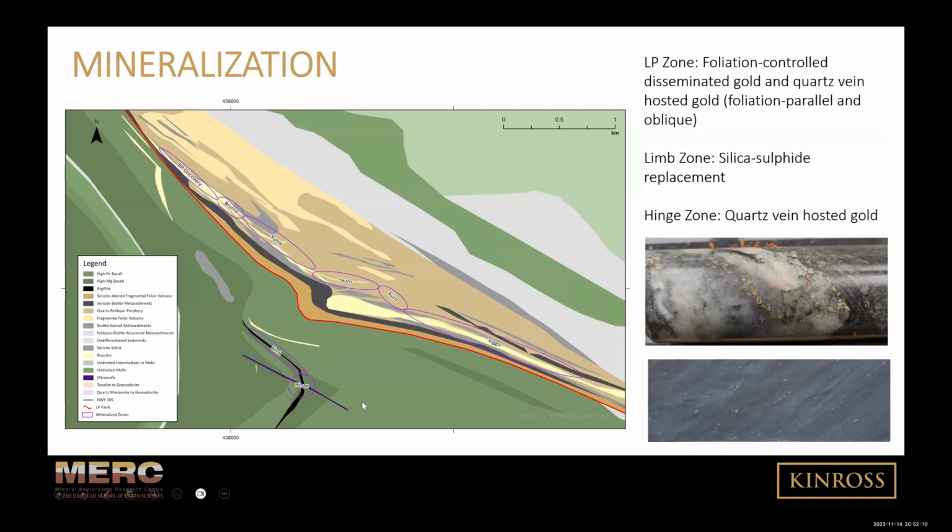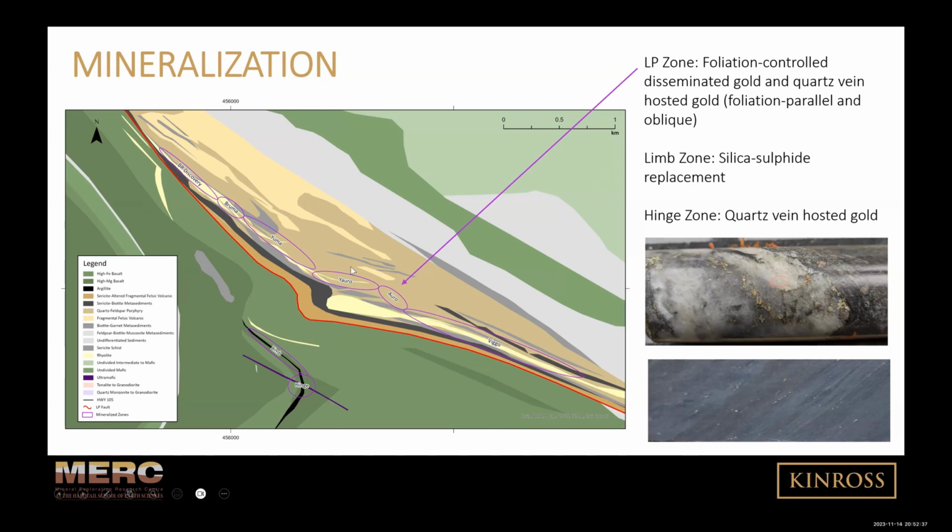So getting into where the mineralization is, we have 3 styles of mineralization, all associated with different zones. Within the main area, the LP fault zone, it's actually 6 contiguous shoots of gold mineralization, and it's foliation controlled disseminated gold, as well as vein hosted gold. So it's foliation parallel and oblique quartz veins. That is this entire area in here.